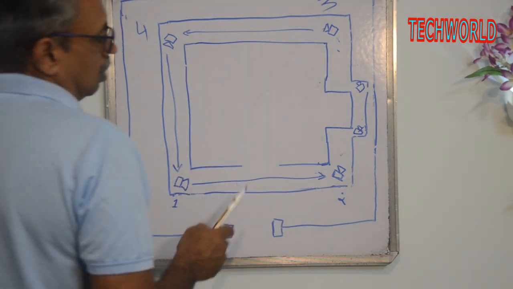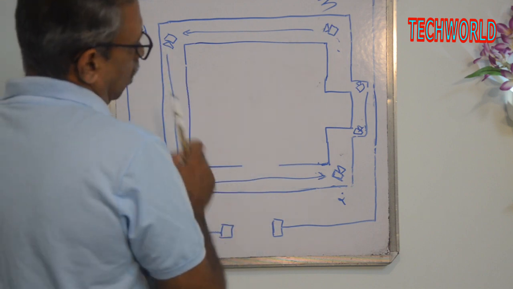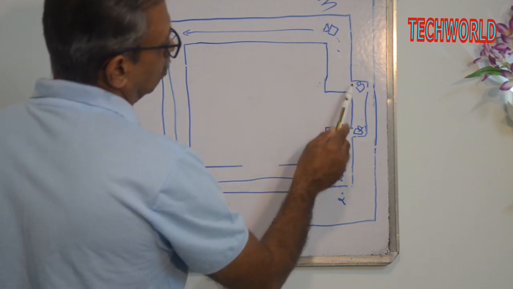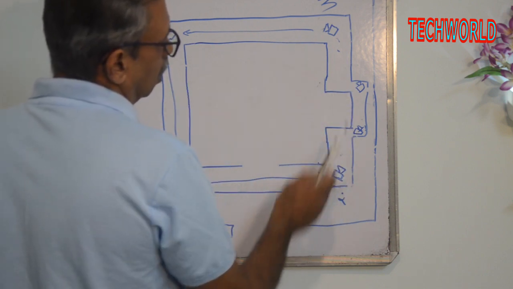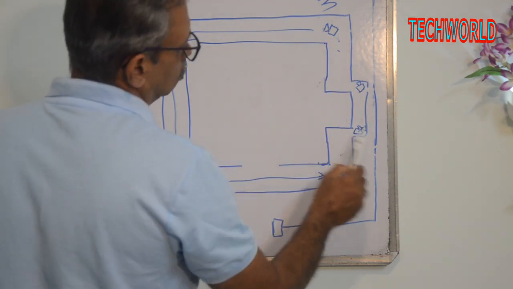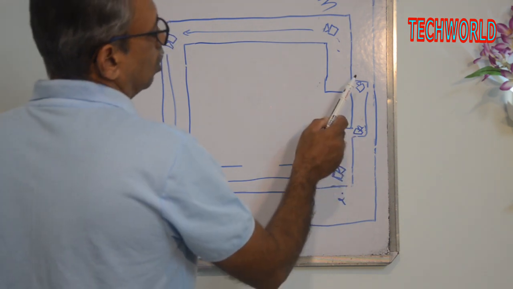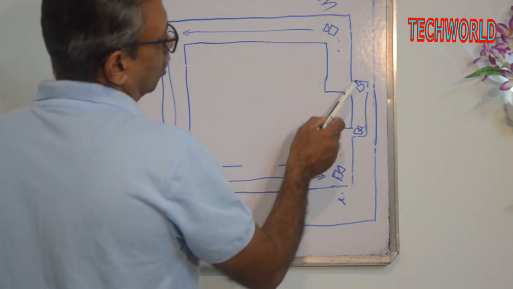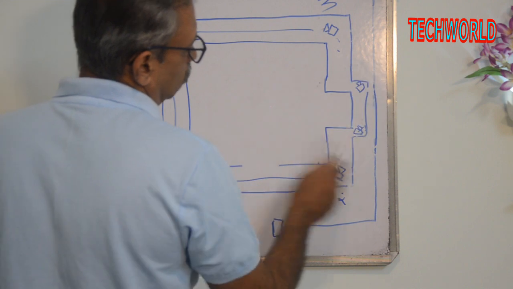The main problem is that if the customer tells you that he wants only 4 cameras, and you have an extruded area like this in the building, then this camera can never see this camera, and you have an invisible space over here. So you have to add 2 more cameras just like this to avoid the invisible area.